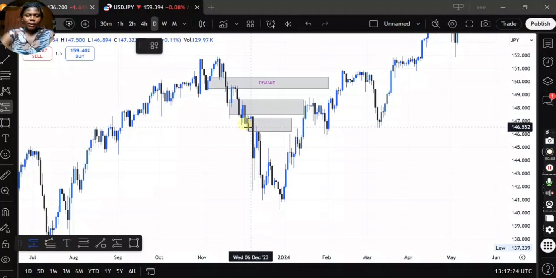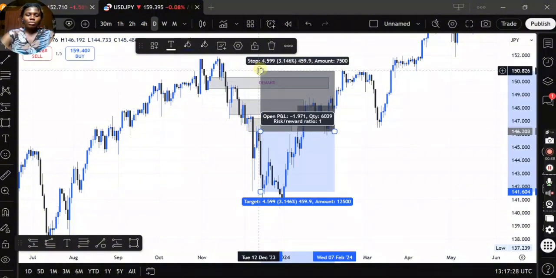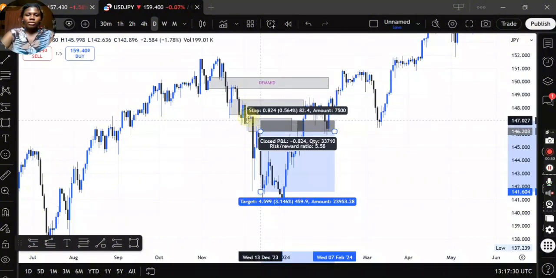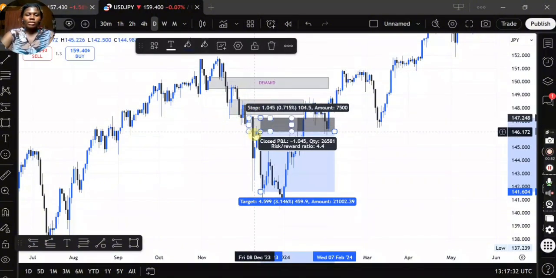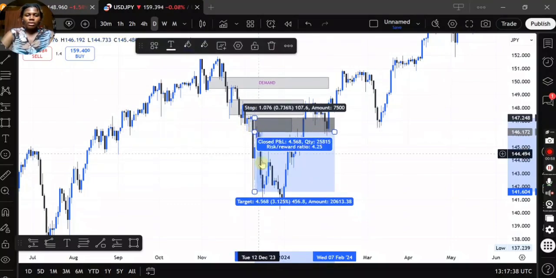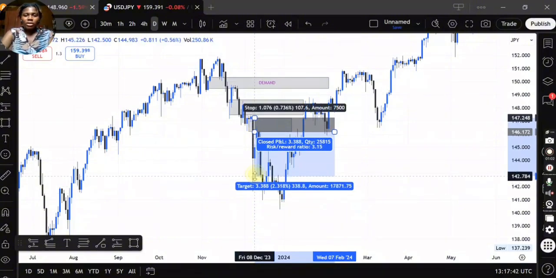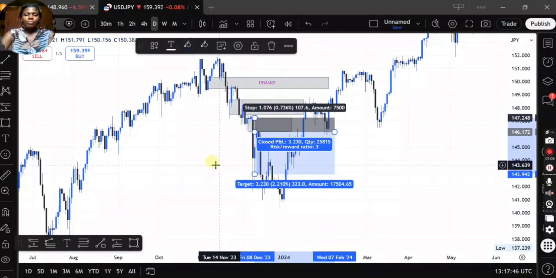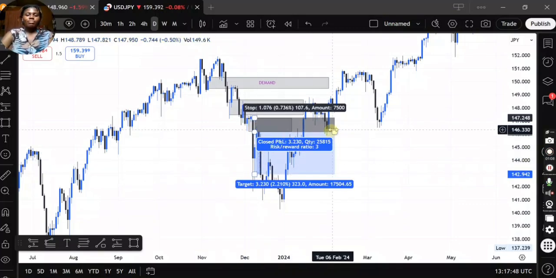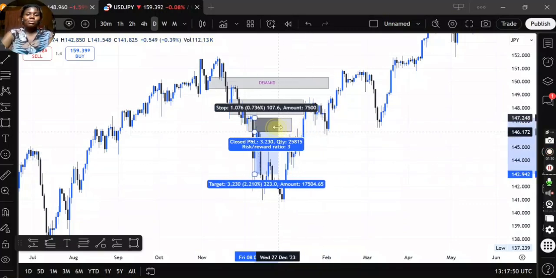Price bounces back into this demand level. You sit for this. Pull your, let's say, same point as this. And then target roughly a 1 to 2, 1 to 3. And there you have a trade. So that's how simple it is.